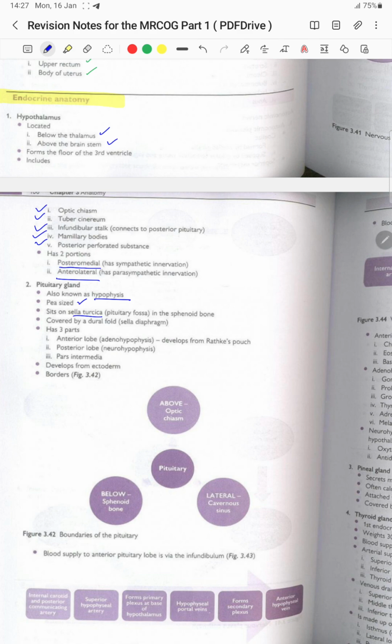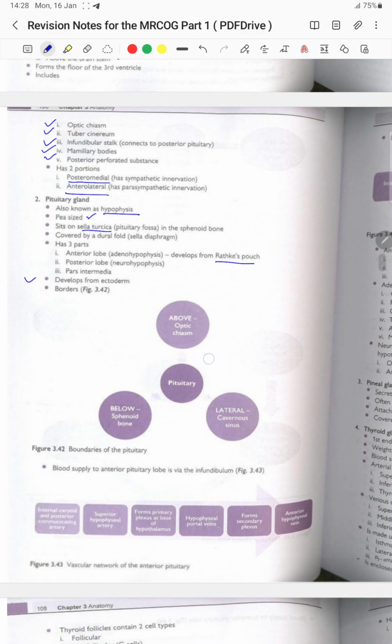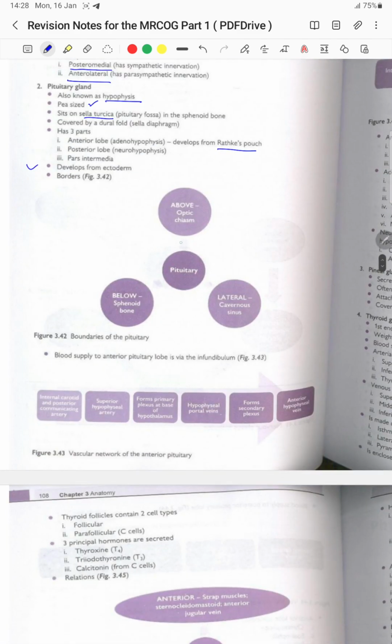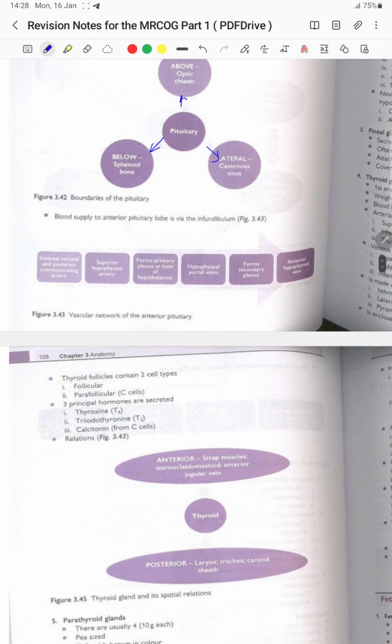has three parts. The anterior lobe, adenohypophysis, develops from the Rathke's pouch. The posterior lobe, the neurohypophysis, and the pars intermedia develop from the ectoderm. The borders of the pituitary: above there is the optic chiasma, below there is the sphenoid bone, and laterally there is the cavernous sinus on both sides.